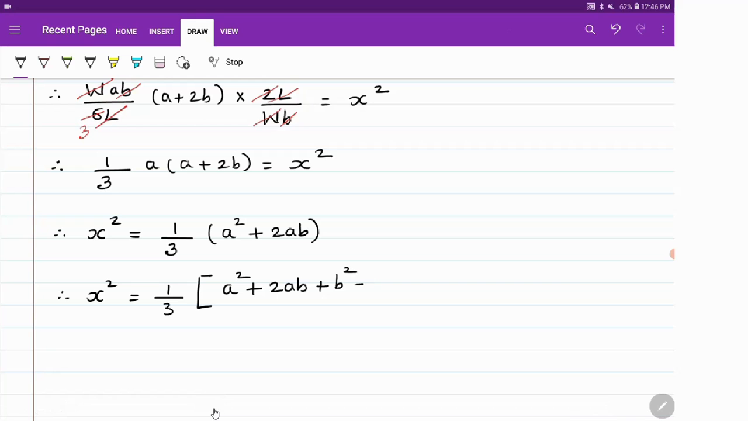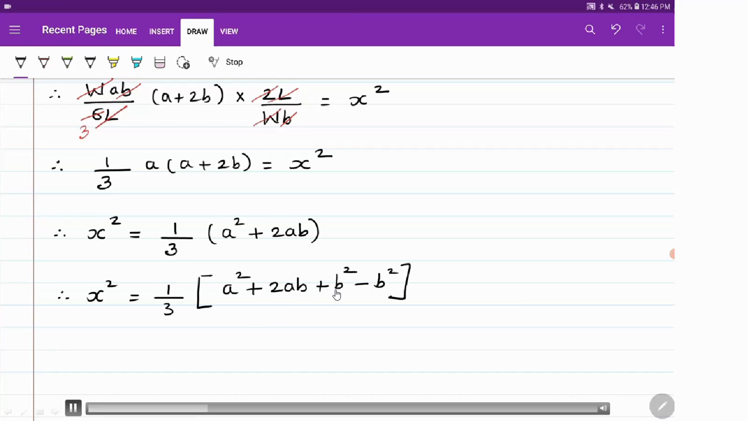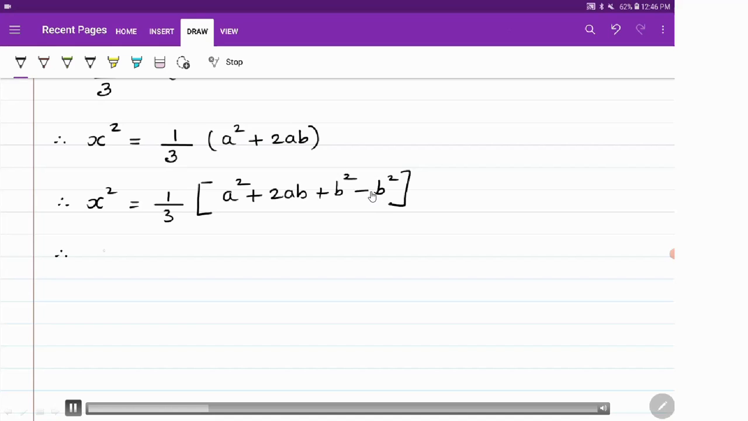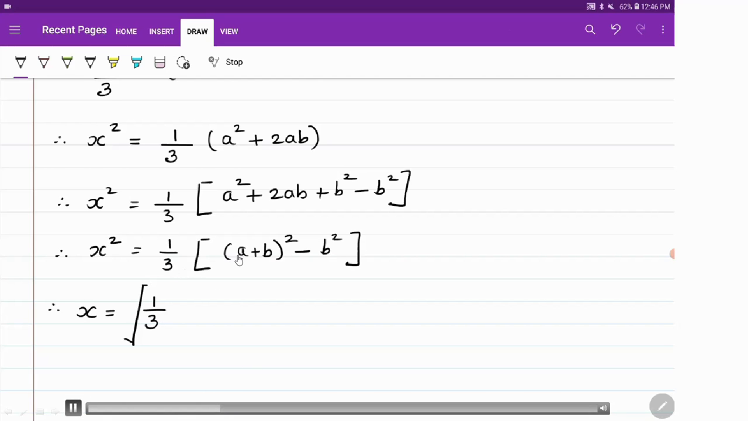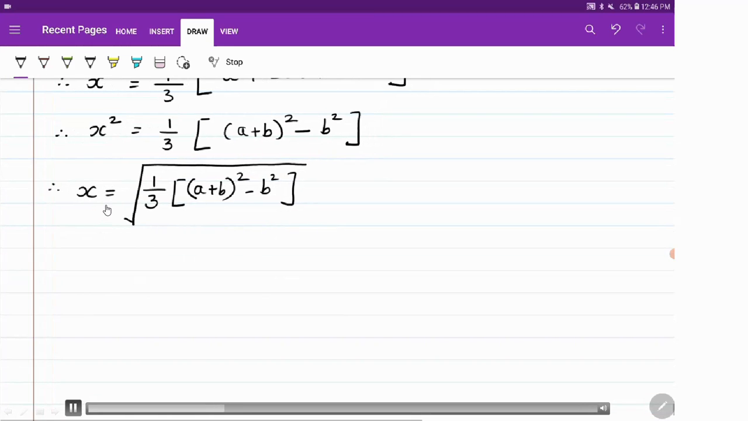So now before we find out the value of x, we'll simplify this further. So add b square and subtract b square over here. So this first term is nothing but the square of a plus b, and a plus b is nothing but L. So x square will be equal to, here it should be x square, not x cube. So x square will be equal to 1 by 3 times (a plus b) square minus b square. So x will be equal to the square root of this particular term. So this is the value of x from the left hand support at which the deflection will be maximum.